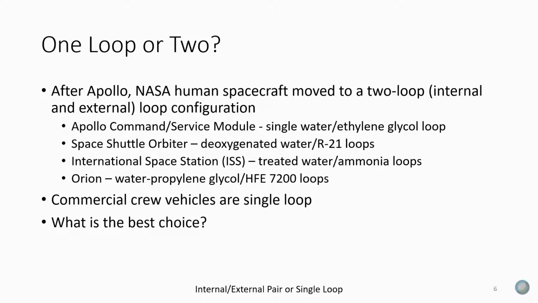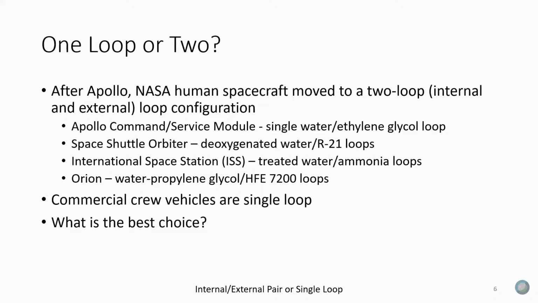So when they built the space shuttle orbiter, they went to two loops. They went to a deoxygenated water loop inside with all stainless steel tubing, where every surface that touched the water was stainless steel, and Freon 21 on the outside. With Freon 21, you can use aluminum, it's compatible, but inside they were all deoxygenated water. And as an aside, one of the reasons they went to deoxygenated water and stainless was that on Apollo, because mass was so important, the tubing was aluminum.